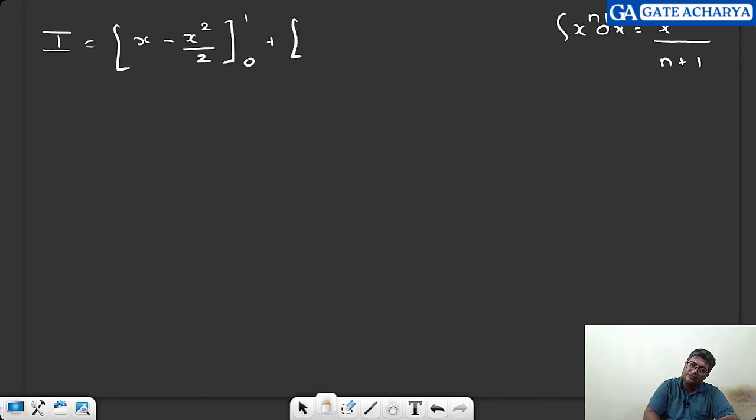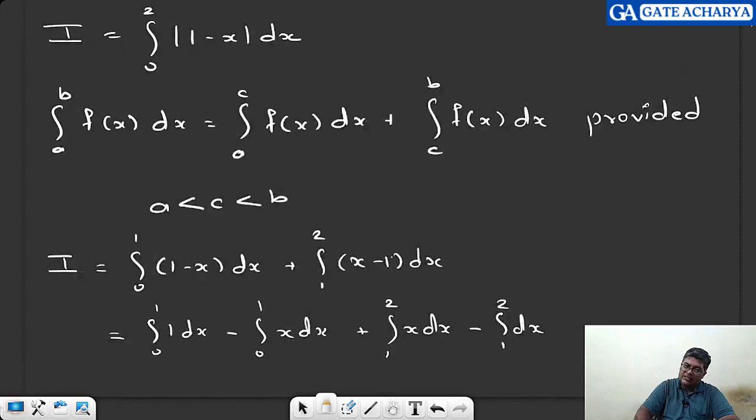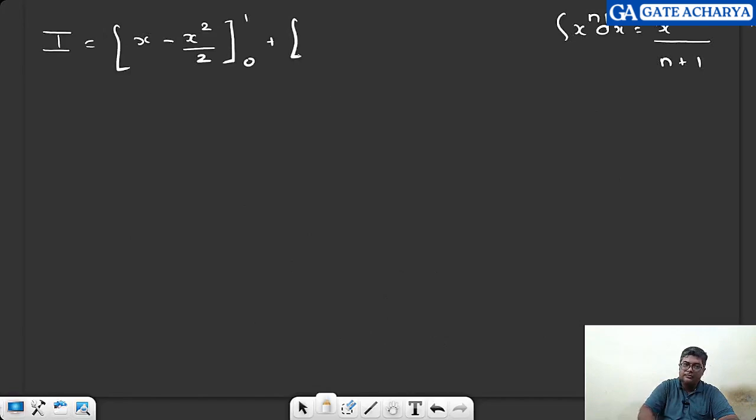Plus. The second function is what? x minus 1. So if I do the x dx integration, it is x square by 2 minus x. Now the limit here is 1 to 2. Okay, now apply the limits.